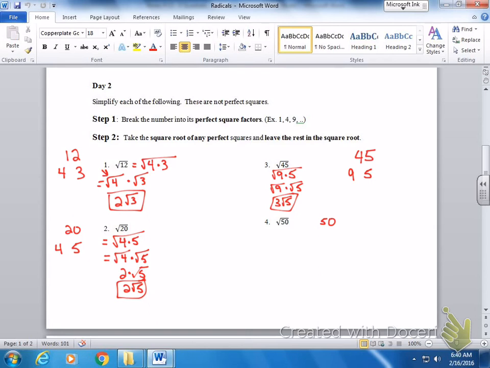4 does not go into 50. 9 does not go into 50, so I need to keep going on the list. 16 does not go into 50, but 25 does 2 times. So I rewrite this as the square root of 25 times 2, which is the square root of 25 times the square root of 2, which leaves us with 5 square roots of 2. So I hope this helps you out a little bit. Of course, let me know in class if you're having any trouble.